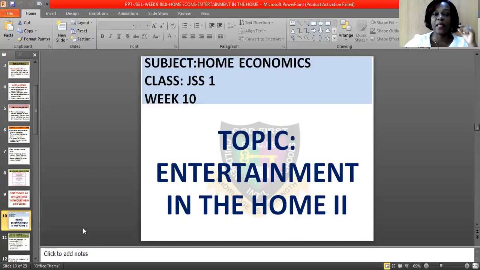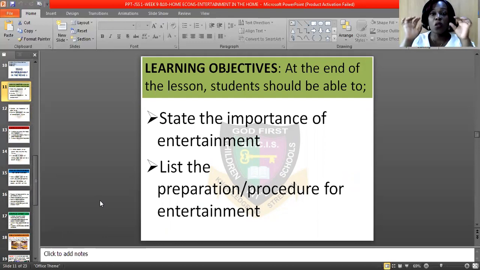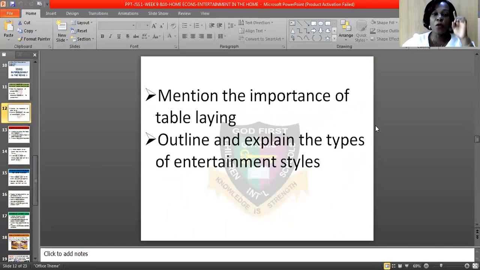Now, in this entertainment in the home 2, we are going to look at the learning objective, which states that we must know the importance of entertainment. The number 2 thing we need to know is that we will be able to list the preparation or procedure for entertainment. How do we go about entertaining people? These are the things we are going to study in this one. And again, we'll be able to mention the importance of table laying.